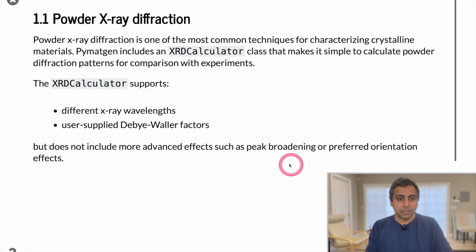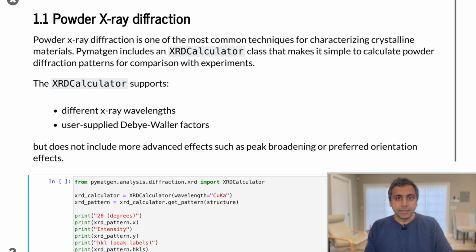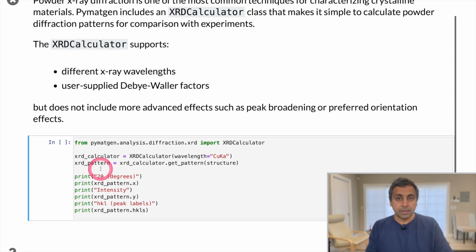We'll start with the powder X-ray diffraction pattern, and this uses a class called XRDCalculator. And using the XRDCalculator is very simple. All we have to do is to just import the XRDCalculator class, give it some parameters of our diffraction experiment, in this case the wavelength of X-rays being used, and then we just call the get_pattern function on the crystal structure. In this case, this is that magnesium aluminate structure that we just loaded, and then that will give us an XRD pattern object.